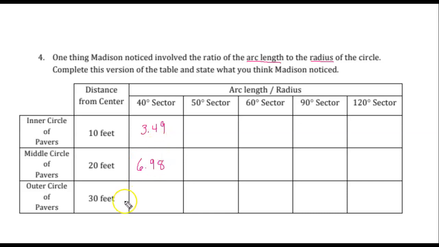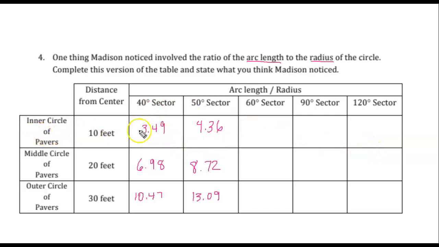6.98, 10.47, 4.36, 8.72, and 13.09. You can finish the rest on your own. What we're trying to see is, is there a pattern that we notice that's consistent as we go along?